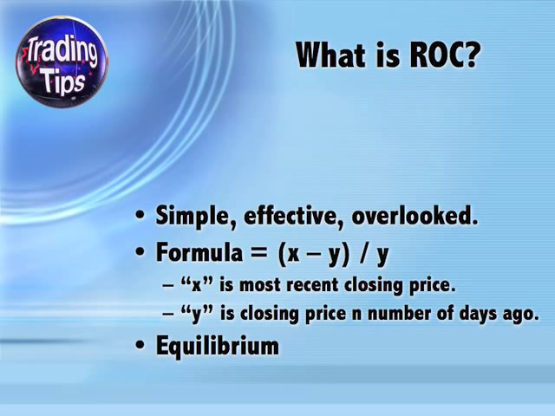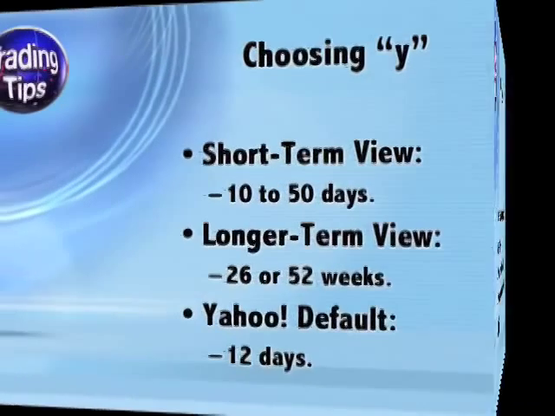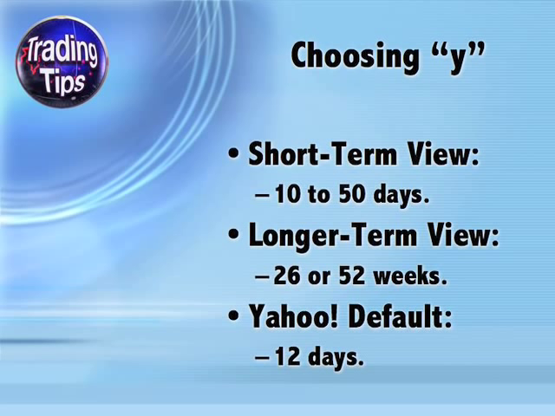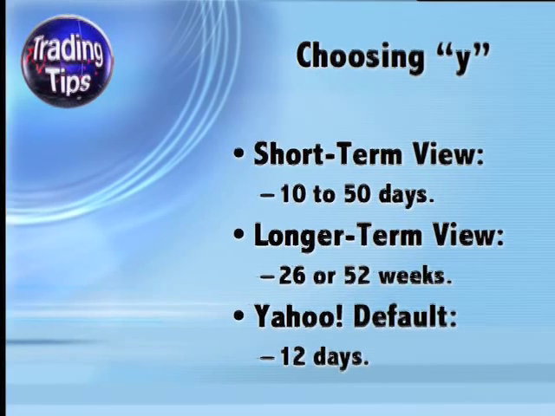If the stock's most recent closing price and its closing price from a given number of days ago are the same, then its ROC will be 0, or at equilibrium. So what value should you use for Y? The general rule of thumb is that short-term traders should use the stock's closing price from 10 to 50 days earlier. Longer-term oriented investors might want to use 26 or 52 weeks. It should be noted that the default value on Yahoo Finance is 12 days.